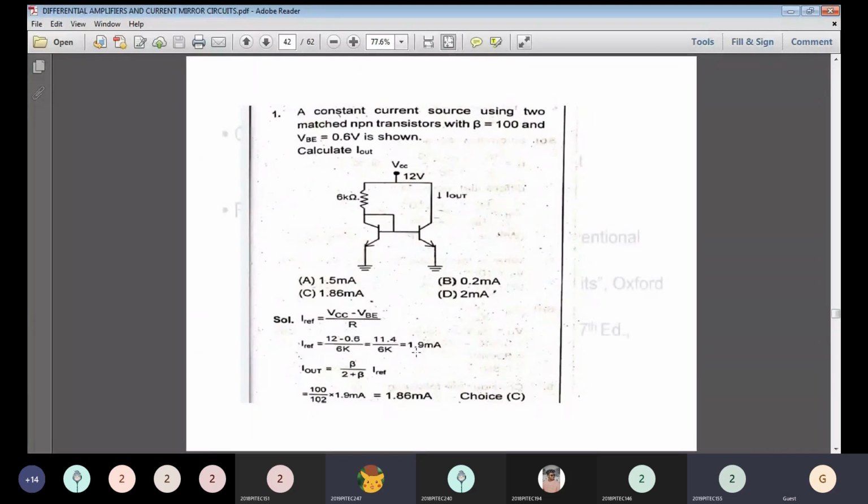What is your final output? The question asked is to calculate I out. What is your output current? That is IC, the overall IC. The IC formula is beta divided by 2 plus beta, times I reference. I reference is already calculated here, 1.9 milliamps, and it is substituted here. So the value is 1.8 milliamps.